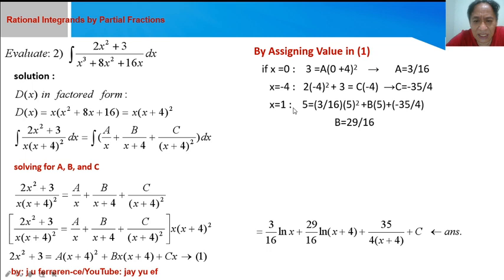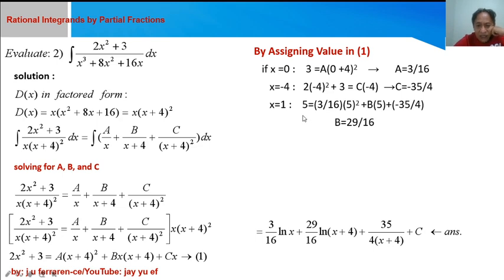Now, using another value 1, I already have the values of a and c, right? With 1 as the value of my x, my left-hand member is 5, correct? That's 5, and we have that equal to my a. I can use the value of a being computed, which is 3 over 16. If x is 1, this is 1 plus 4, which is 5 squared, correct? Then plus, we have b times 1 times 5. So, b times 5. Then plus your c. Your c is minus 35 over 4, and that's multiplied with 1, which is x.